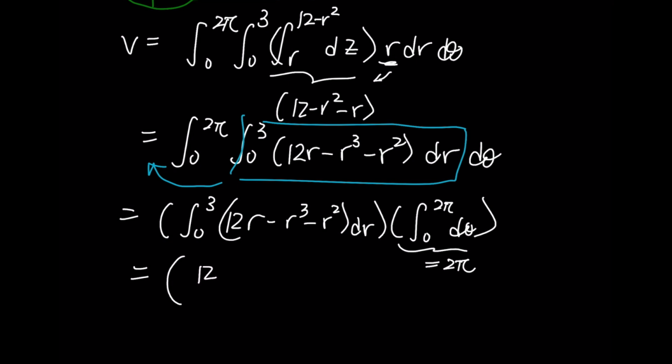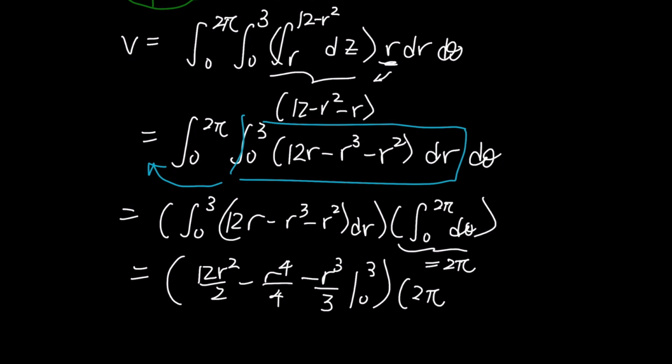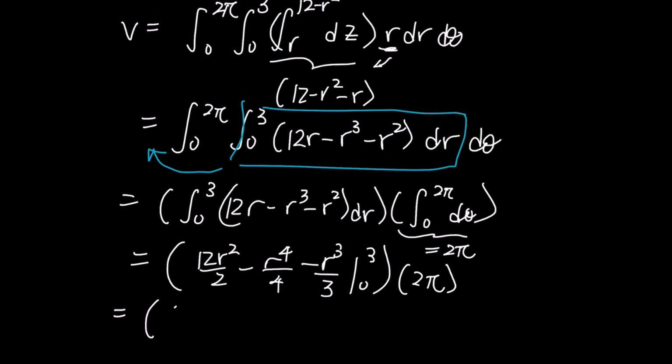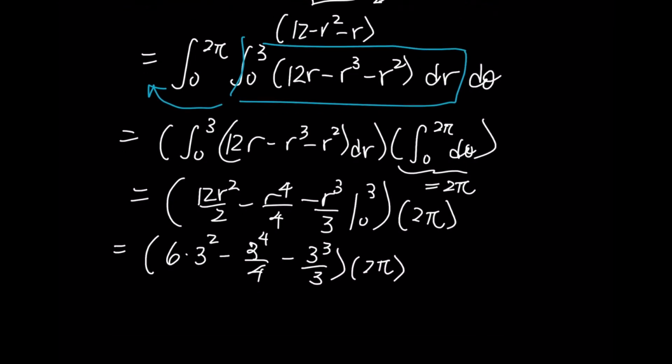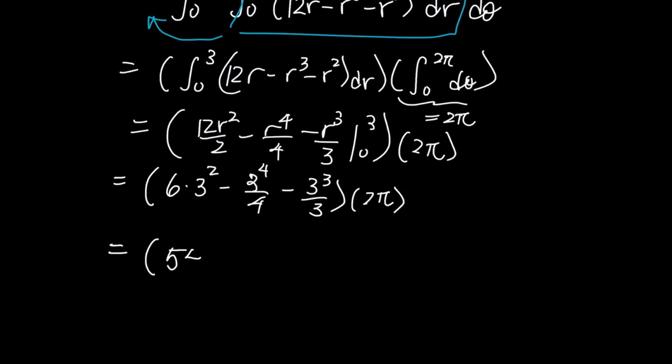This is going to give us 12r squared over 2, r to the 4 over 4, r cubed over 3, evaluated from 0 to 3. All of this times 2 pi. This will give us 6 times 3 squared minus 3 to the 4 over 4, subtract 3 cubed over 3, times 2 pi. We'll have 54 minus 81 over 4. 3 cubed is 27, over 3 will produce a 9, times a 2 pi.